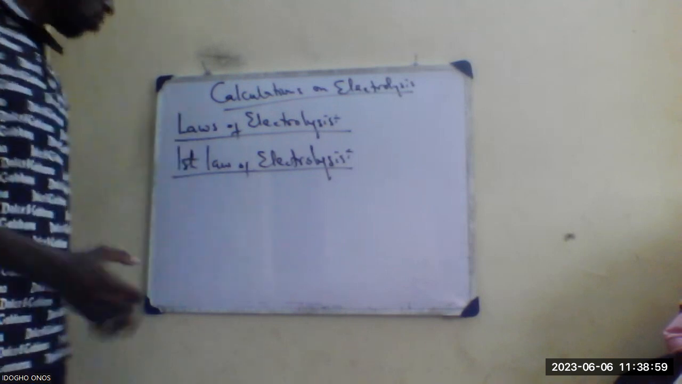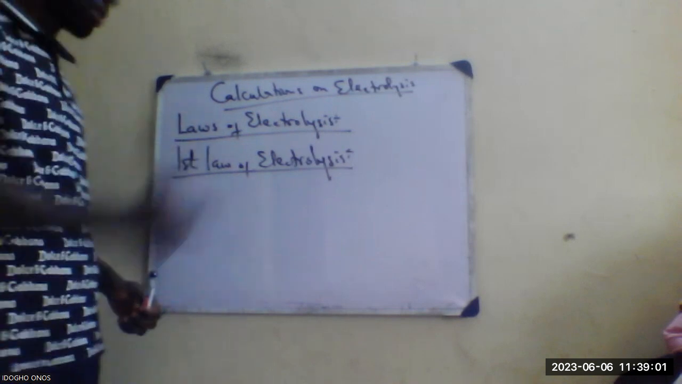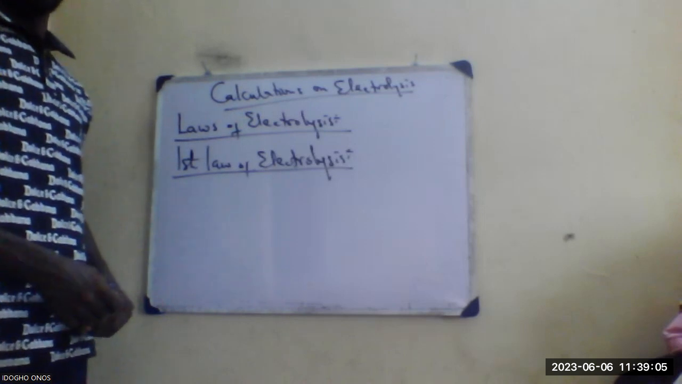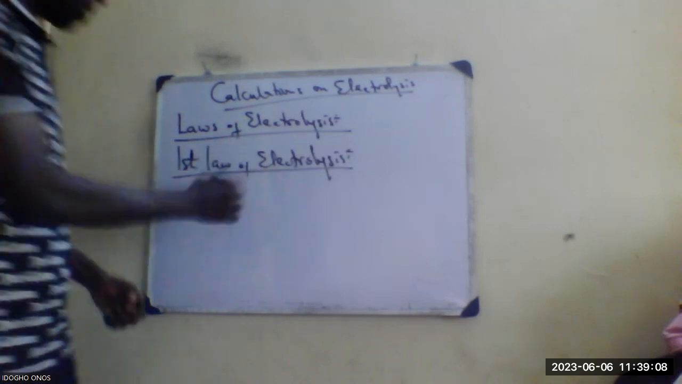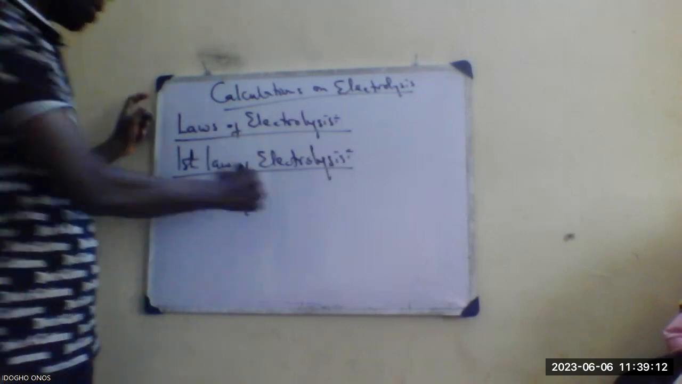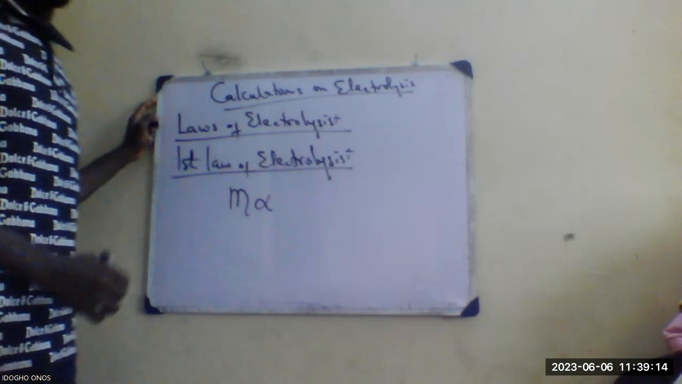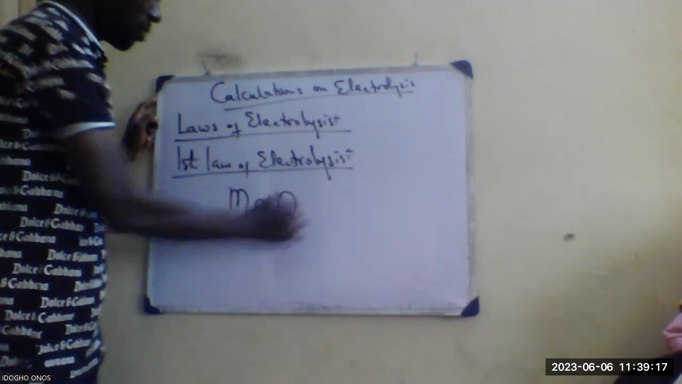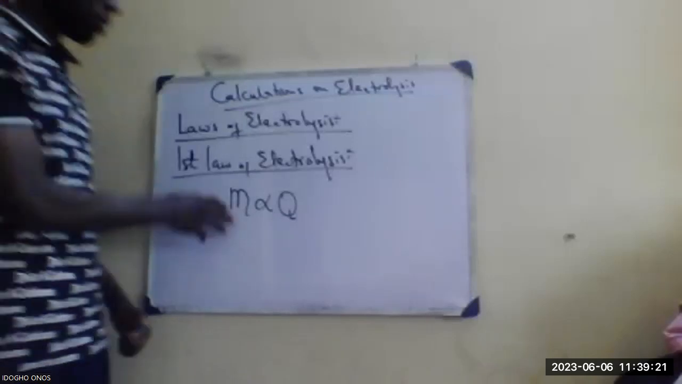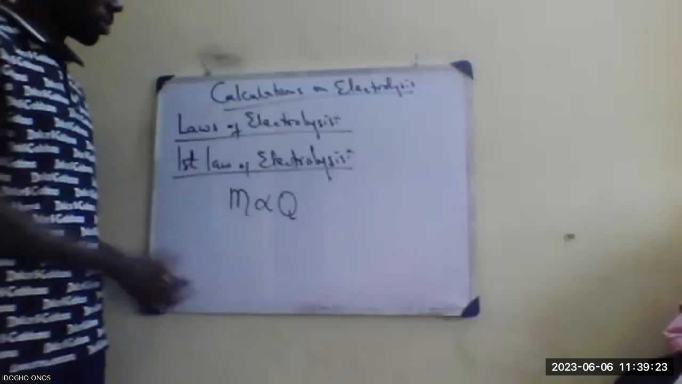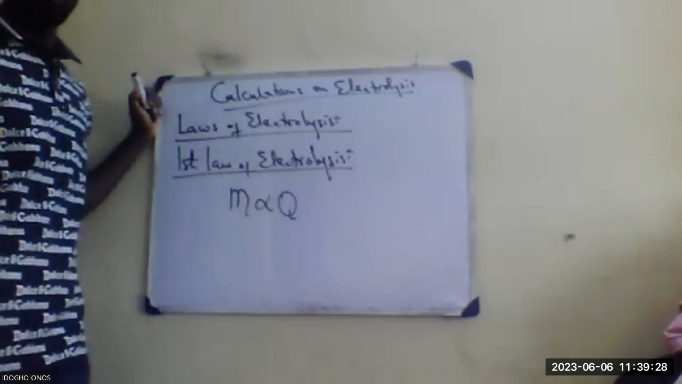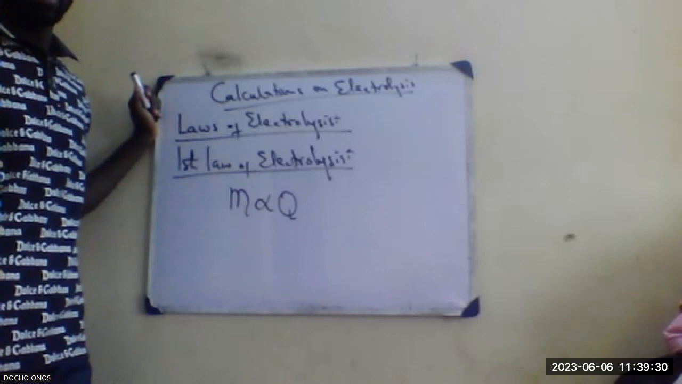Okay. So Faraday's first law of electrolysis states that the mass of a substance deposited during electrolysis is directly proportional to the quantity of electricity flowing through the electrolyte.